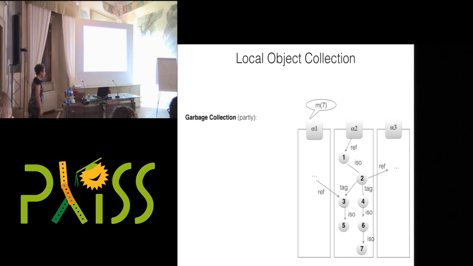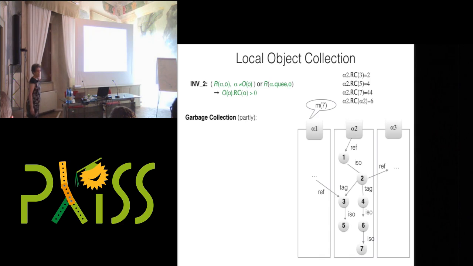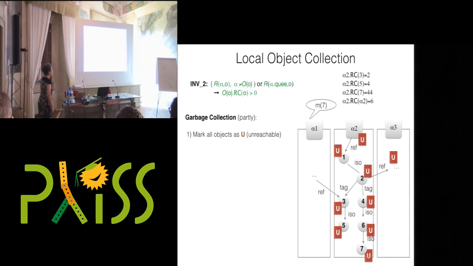So now let's look at the same situation and what would garbage collection do. Again, we remember what invariant 2 says. And the reference count table is given there. So the first stage in garbage collection is we mark all the objects as unreachable. All the objects that we have interest in, we assume that they are unreachable. Then we find all the objects that are reachable from the current actor, and we mark them as R. So the current actor is alpha 2.